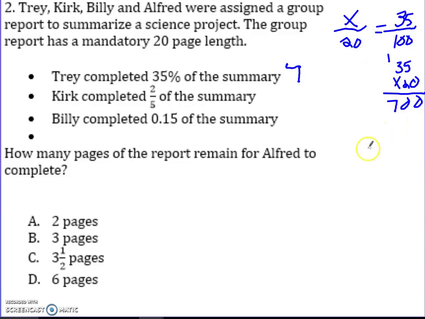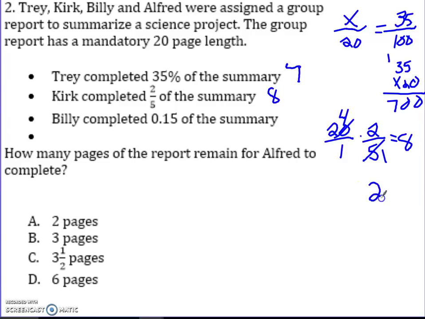All right, and Kirk did 2/5 of it. So we're going to say 20 times 2/5. We can simplify the diagonal. 4 times 2 is 8. Kirk did 8. And Billy completed 15% of the summary.